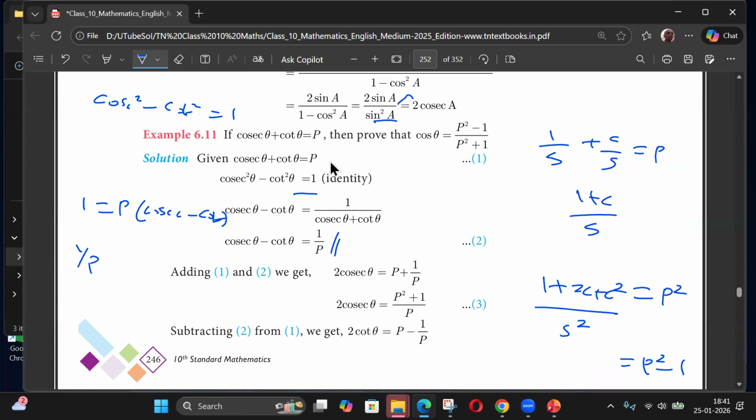So here we have this one relation: cosecant plus cot is p and cosecant minus cot is 1 by p. And we have to solve for cos theta. So from here I can solve for cosecant and cot.